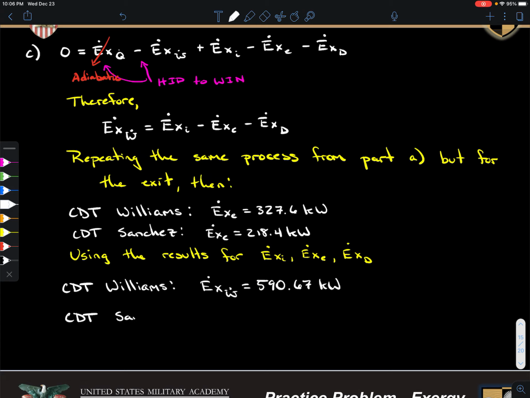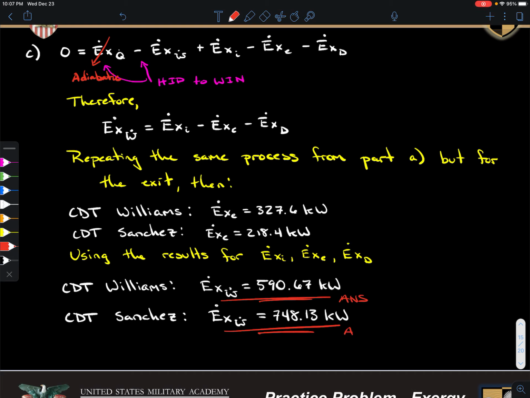And for Cadet Sanchez, the rate of useful work that can be produced is 748.13 kilowatts. Now, you need to hit the pause button and confirm all these numbers. Until you've confirmed those numbers, you should not move on. Okay? Agreed? Good. Glad we agreed.